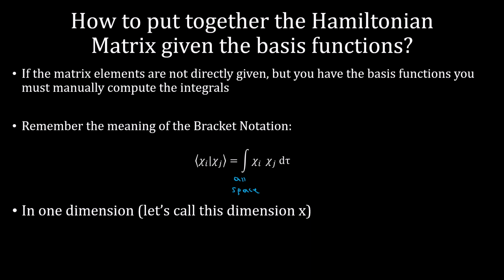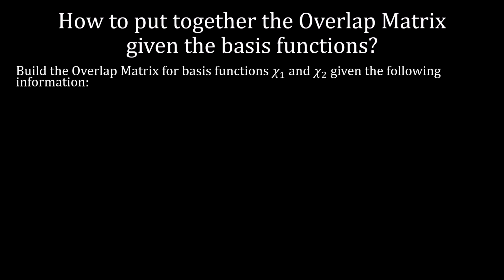So in one dimension, we'll call this dimension x, and if we want the integral of chi 1 chi 2, that would be the integral, again, across all space, of chi 1 times chi 2, and then we would just have dx. So now, let's do an example of this, where we're asked to construct the overlap matrix, but we're given the basis functions instead of the matrix elements.